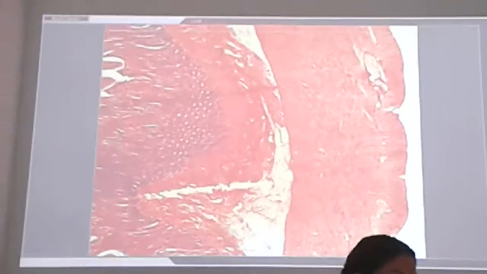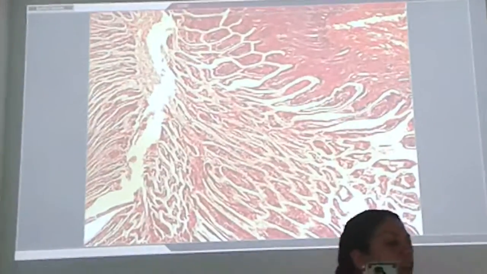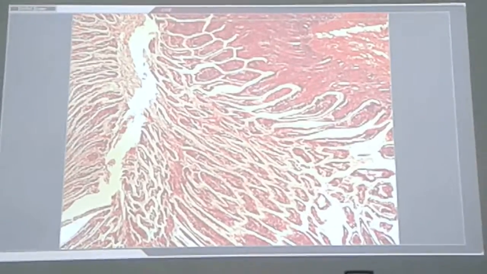All right, I'm going to the third slide, which is ileum. Ileum is a part of large intestine.